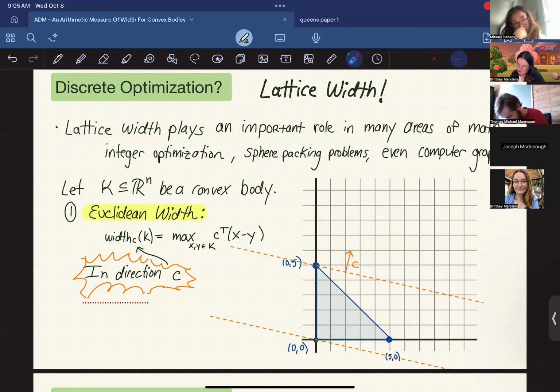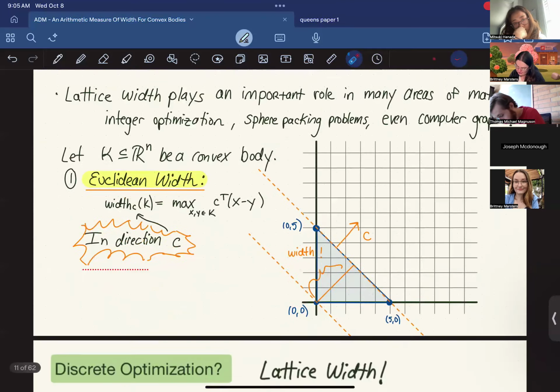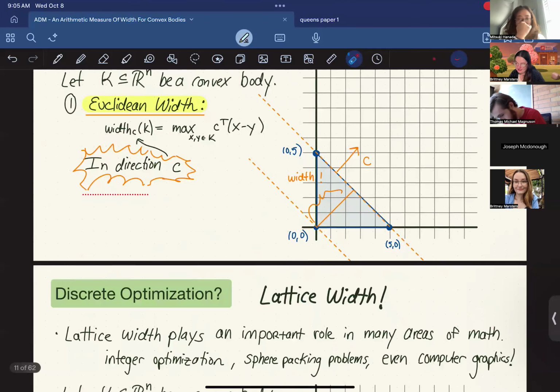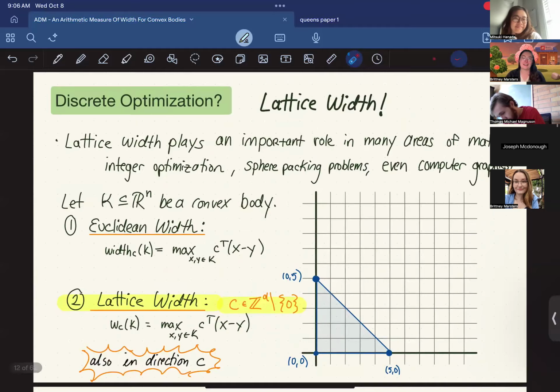Now, in contrast, this works better when I can click through slides, so you guys are going to have to deal with a lot of scrolling today. But in contrast, the idea of lattice width is very similar, except there are two key differences here. The first being our normal vectors have to be lattice vectors or rational vectors. That'll work too. But also, the direction vector here now matters, not just in direction, but in magnitude as well.